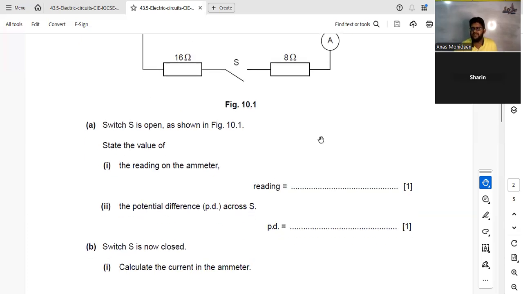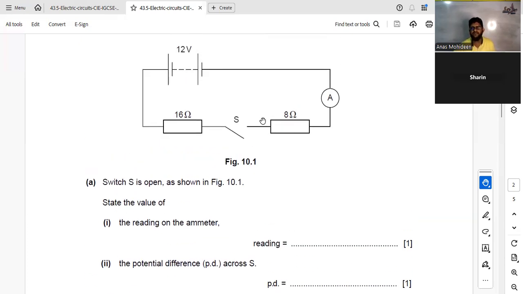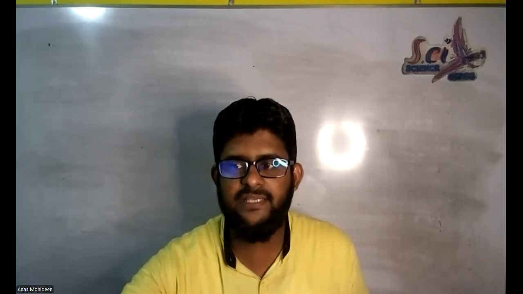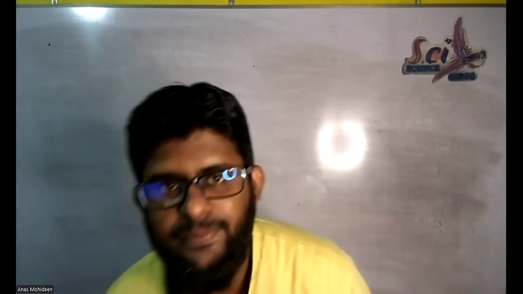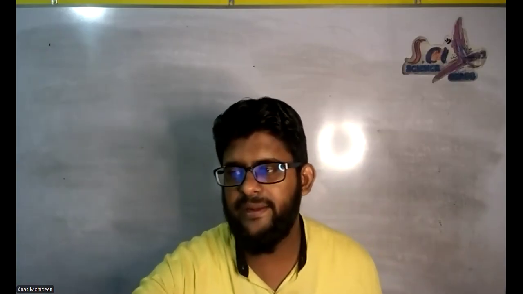The potential difference across S. What is the potential difference across S? What do you think? The potential difference is 12 volt. Why 12 volt? Because even if it is connected or not, the 12 volt supply is given. When it is not passing a current, it still has that 12 volt potential difference. So the current is 0 if it is not connected, but the voltage is still the same, the 12 volt.